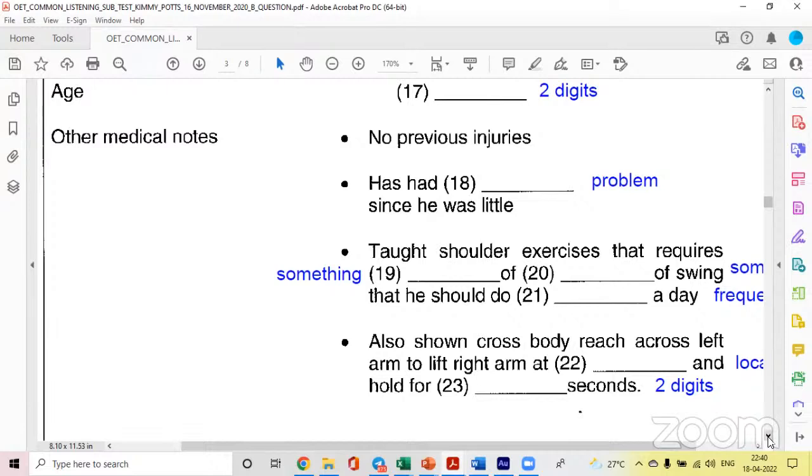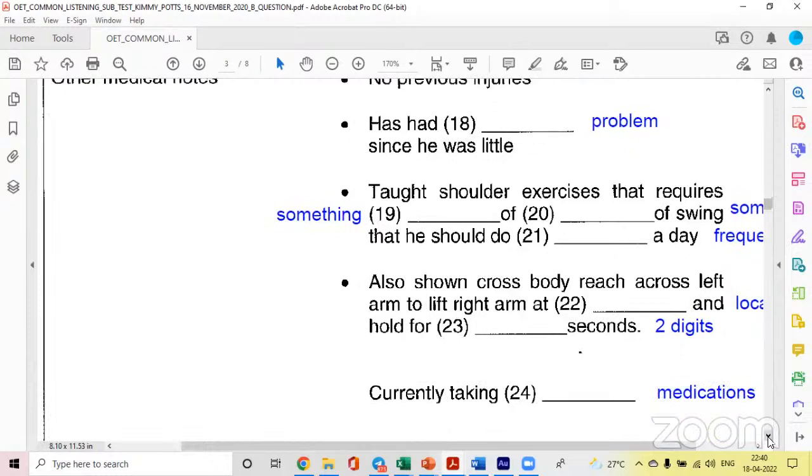Okay, Mr. Robertson. So, today I'm going to teach you 2 shoulder exercises that you can do at home that are really simple, okay? Can I borrow a pen? I'd like to write it down.